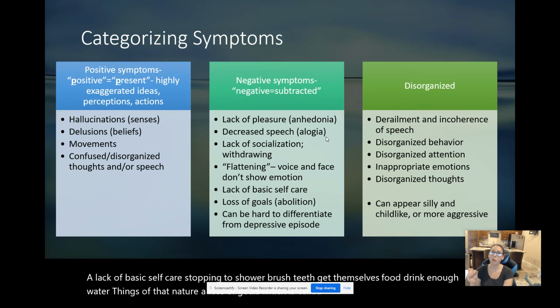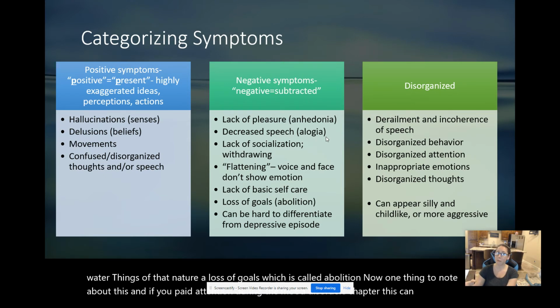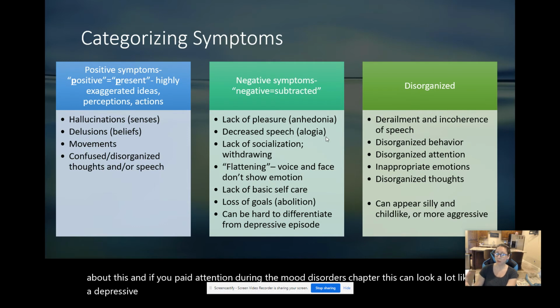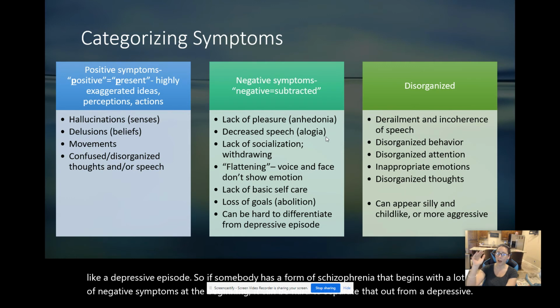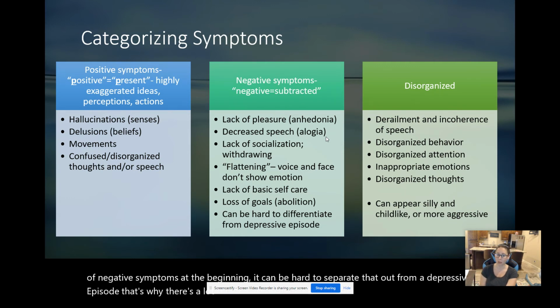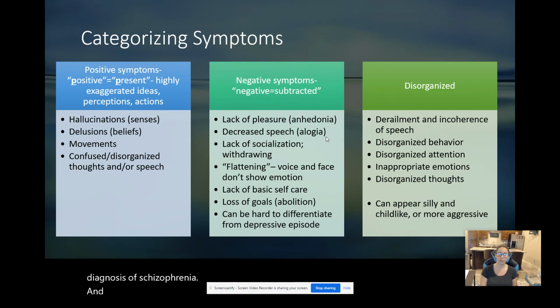Now, one thing to note about this, and if you paid attention during the mood disorders chapter, this can look a lot like a depressive episode. So if somebody has a form of schizophrenia that begins with a lot of negative symptoms at the beginning, it can be hard to separate that out from a depressive episode. That's why there's a lot of other symptoms that we can look at if you look at the diagnosis of schizophrenia. And the last category is disorganized symptoms.